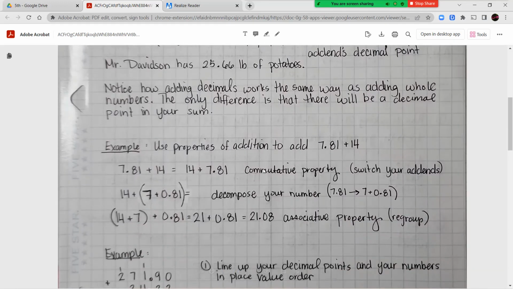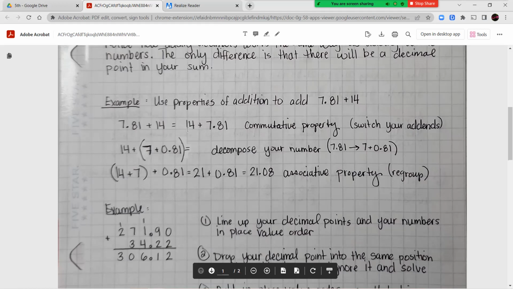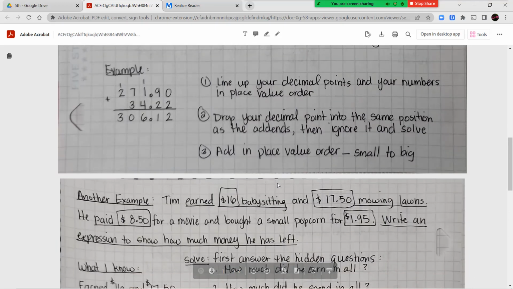Now let's take a look at our first example here. It says use properties of addition to add 7 and 81/100ths plus 14. So I can use the commutative property if I want to and switch their order. 7 and 81/100ths plus 14 is equal to 14 plus 7 and 81/100ths. I can decompose my numbers. I can do 14 plus the sum of 7 and 81/100ths. So I broke apart, or I decomposed my 7 and 81/100ths into the whole number part and the decimal part. Then I can use my associative property to regroup and do the 14 plus the 7 first, and then add the 81/100ths. So 14 plus 7 is 21. 21 plus 81/100ths is 21 and 81/100ths. I'm going to fix that minor error over here in our notes, but it's going to be 21.81 using our associative property. All right, let's take a look at another example.